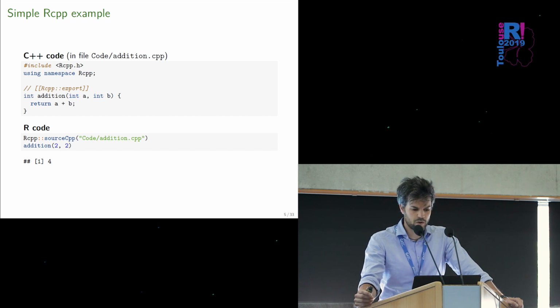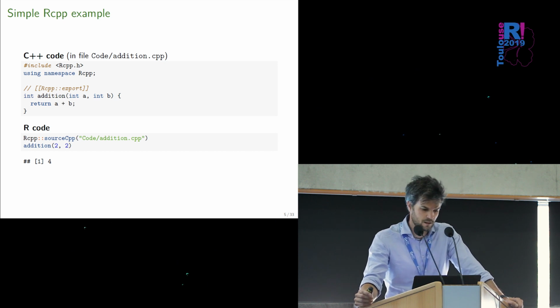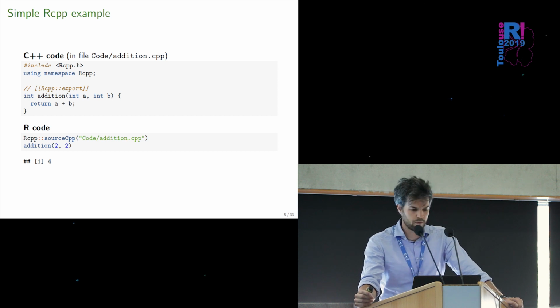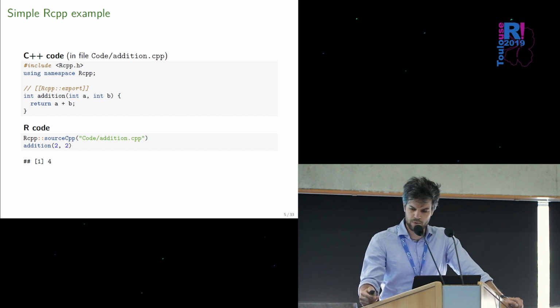Then you can just use this function using the sourceCpp function from the Rcpp package. This function will both compile and export your function into the R session. And then you can use your homemade addition function to get the result of the addition between two numbers, for example. So this example shows that it is very simple to use Rcpp with C++ code.